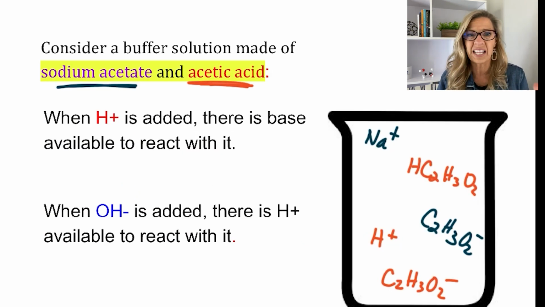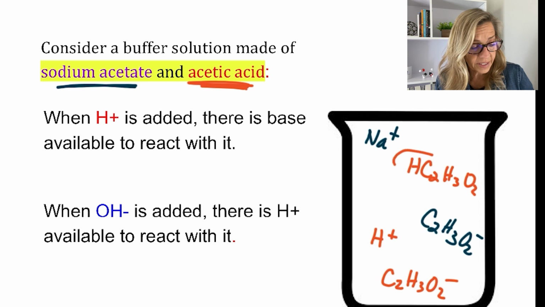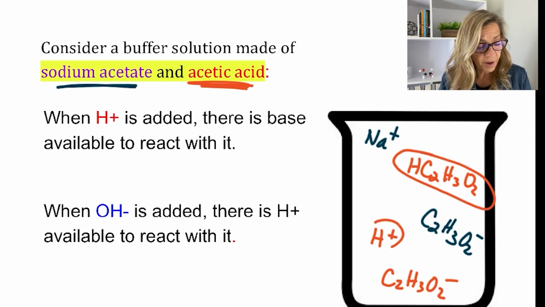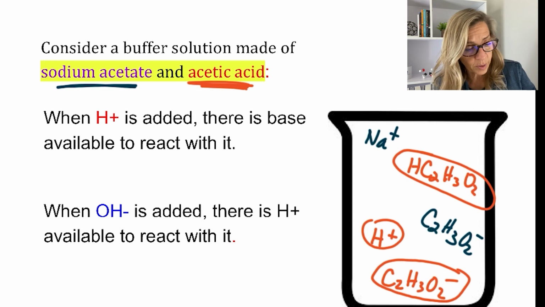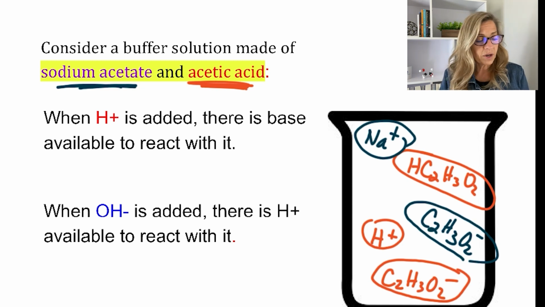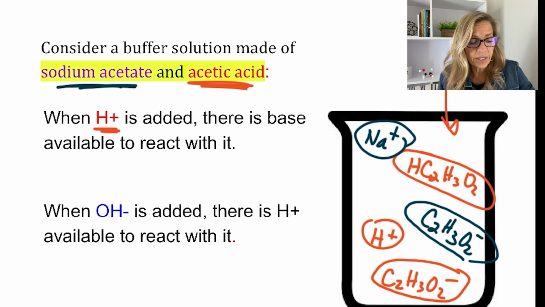So how does a buffer solution work? Well, here's an example of a classic buffer solution. If I have acetic acid, some of it stays together as the acid, and some of it is going to dissociate into the hydrogen ion and the acetate. Sodium acetate is going to bring with it sodium ions and then acetate ions. So if you add H+ to this solution, what is it going to react with? It's going to react with the conjugate base. So we're going to be gobbling up some of those.